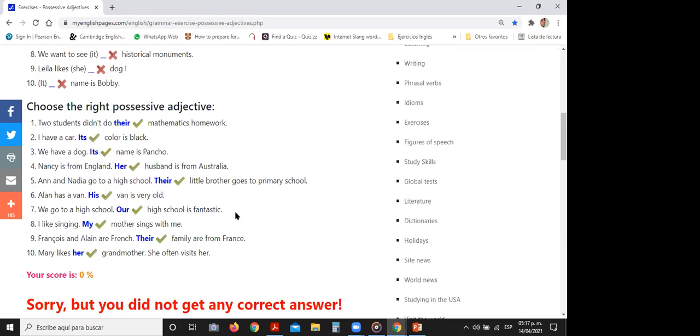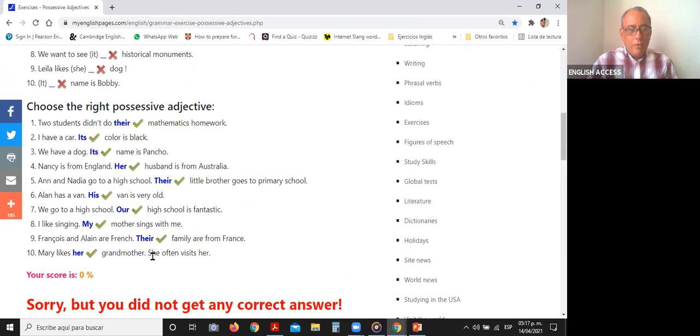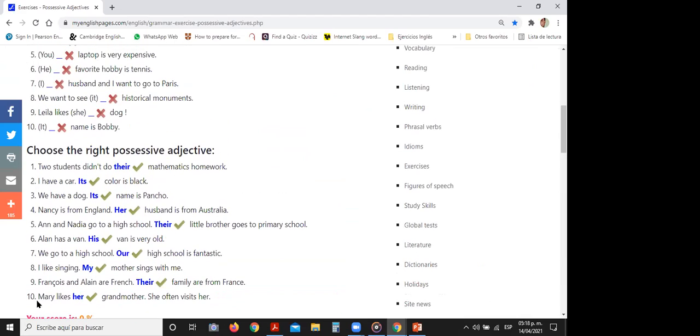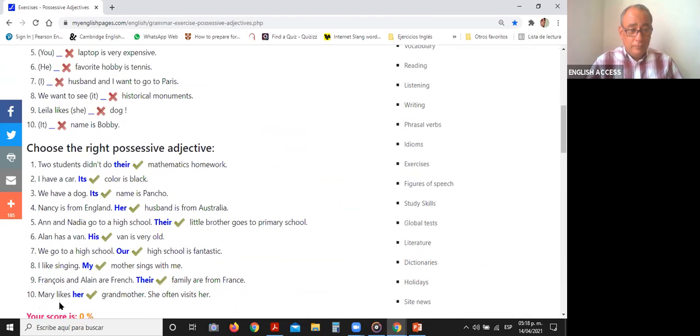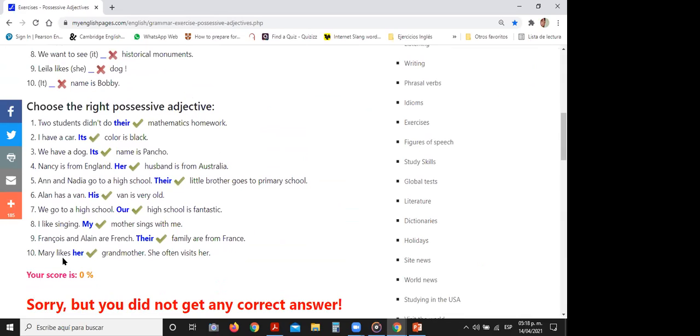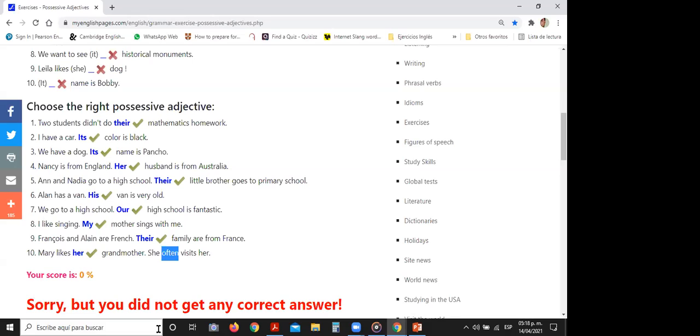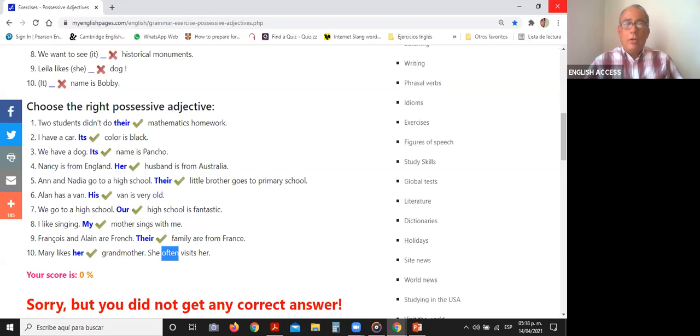Y la última oración. Mary likes her grandmother. She often visits her. Is it correct? No, pero ¿cómo se traduciría? Number 10. Se traduce muy alegremente porque dice, a Mary le gusta su abuelita. Ella la visita seguido. Often, seguido. ¿Vale? Gracias. You're welcome. Now let's continue.